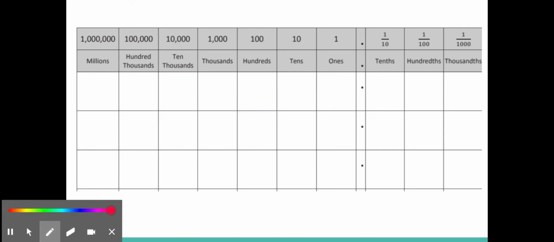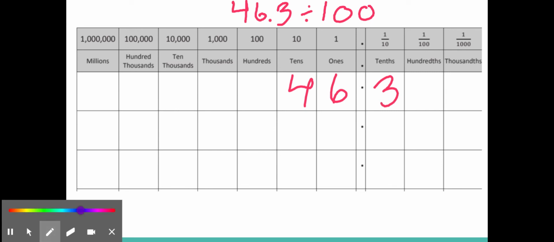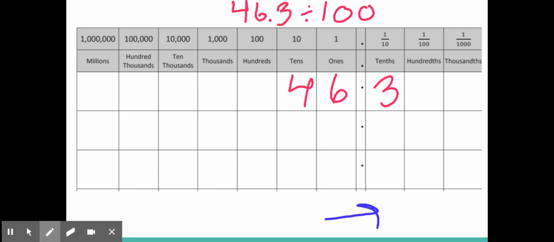Let's say that I'm working with 46 and 3/10, and I want to divide that by 100. So I have 46 and 3/10. I'm dividing by 100. I'm dividing, so I know I'm going to go to the right because I'm getting smaller. How many place values to the right am I going to go? 2, because again, if I go one place value, that would be dividing by 10. So 2 place values would be dividing by 10 and dividing by 10, so that would be 10 times 10, which would be dividing by 100. So let's go over 2 place values.